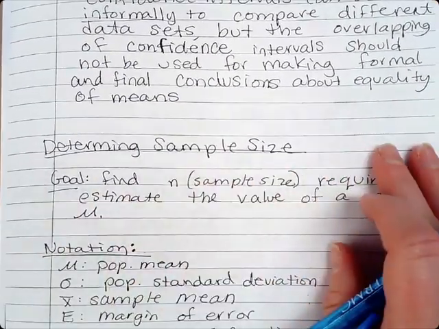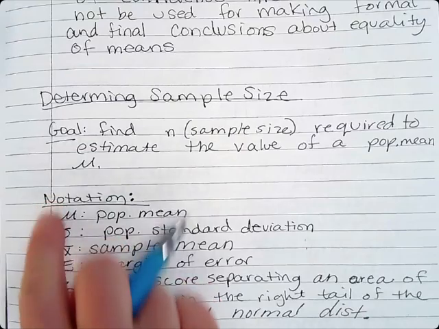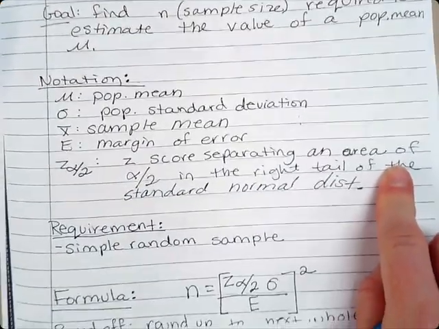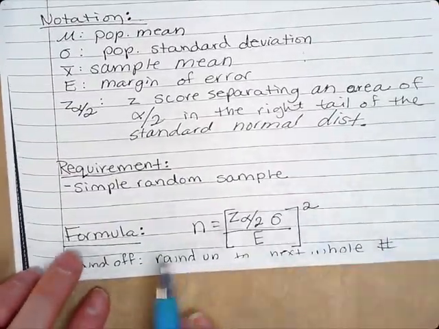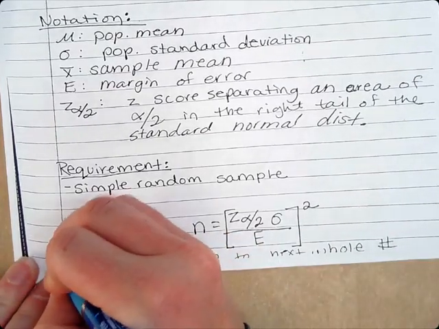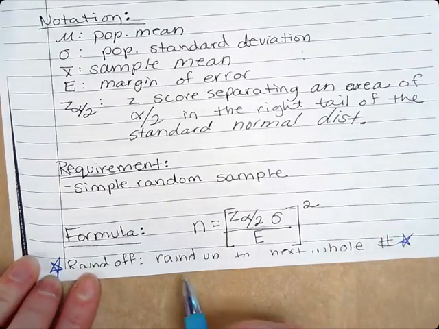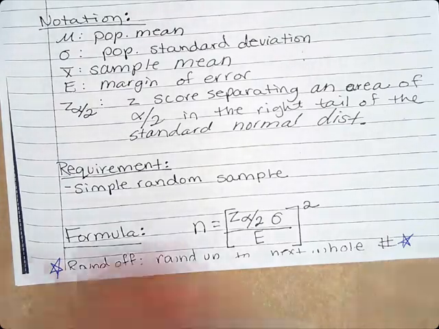Okay, now we have a way of finding our sample size. So our goal is to find the sample size required to estimate the value of a population mean. Again, we have our notation. Here is our formula to find the sample size that we need in order to have a certain confidence level. Something important, it kind of got cut off, but you are going to round up to the next whole number. So even if it's like 5.1, you will round it up to 6.